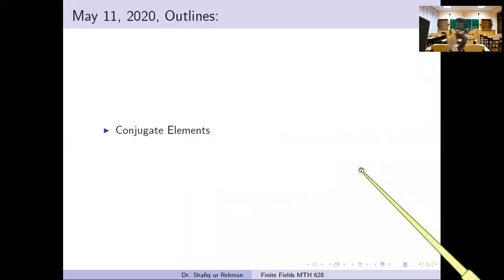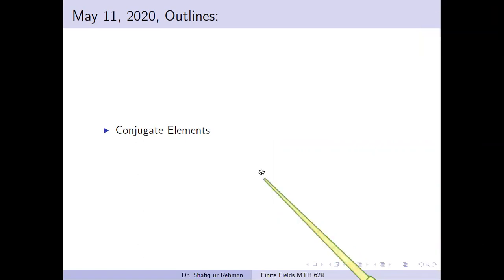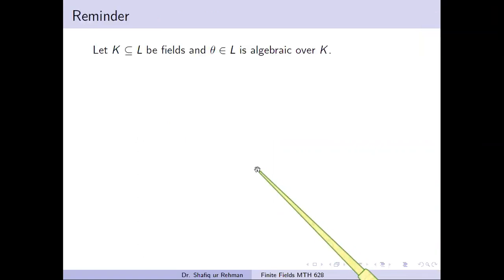Bismillah Rahman Rahim. In this lesson, we will learn about the conjugate elements. What are the conjugate elements? Conjugate elements are in fact those algebraic elements which have the same minimal polynomial. In other words, any two algebraic elements over some field are said to be conjugate if they are the roots of the same minimal polynomial. Now, before defining the conjugate elements, let us revise the minimal polynomial.